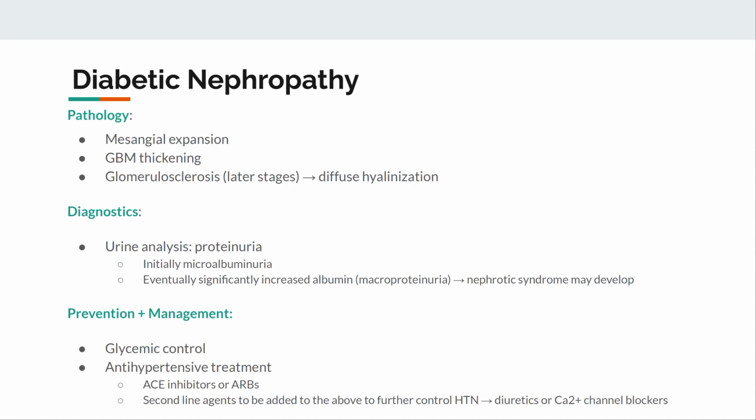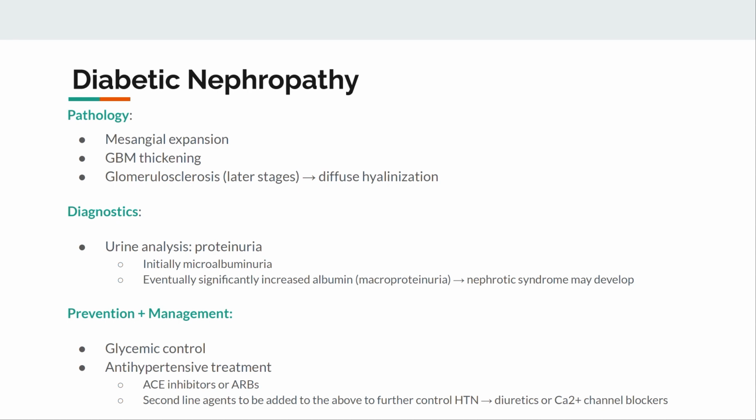Every so often, they have a sample with a little bit of protein. Then every sample will have a little bit of protein. And then every sample will have a lot of protein. And that tells you how progressively dysfunctional their glomerulus is becoming, that it's leaking all this protein into the urine. How can you prevent it?